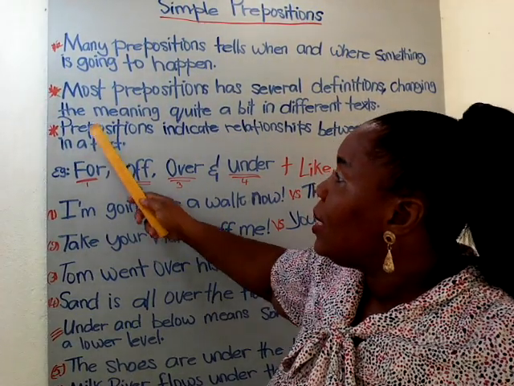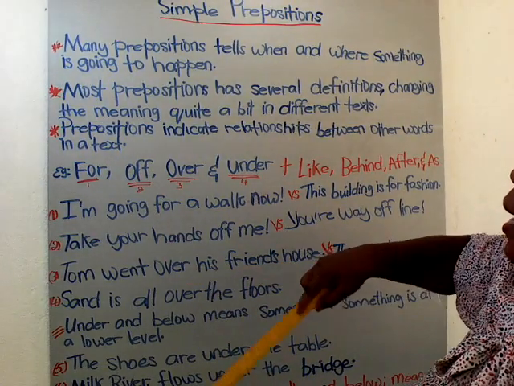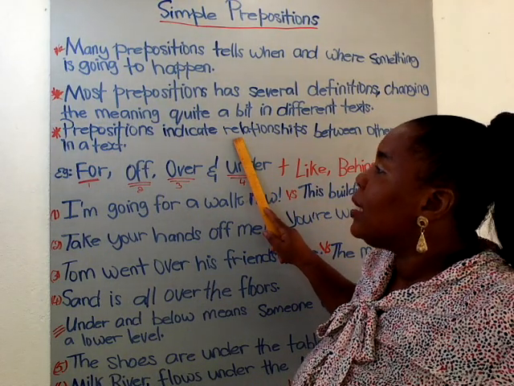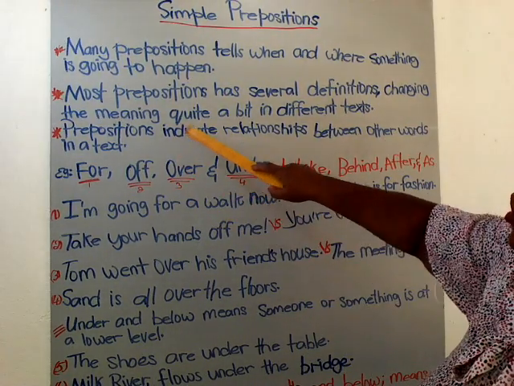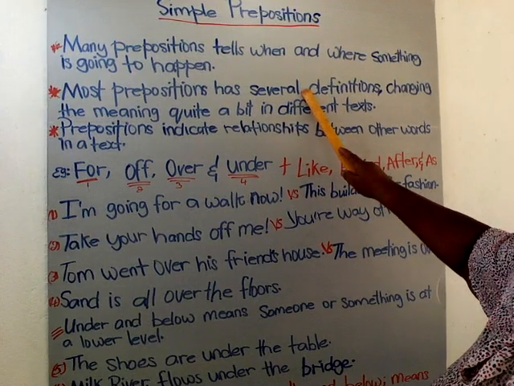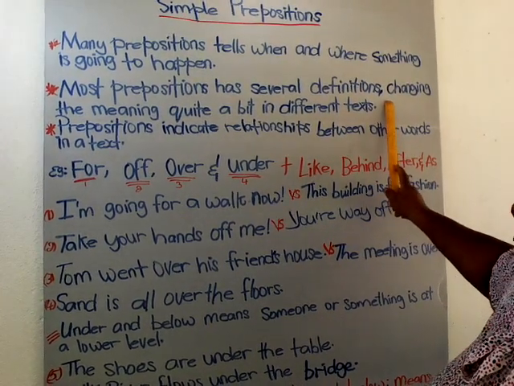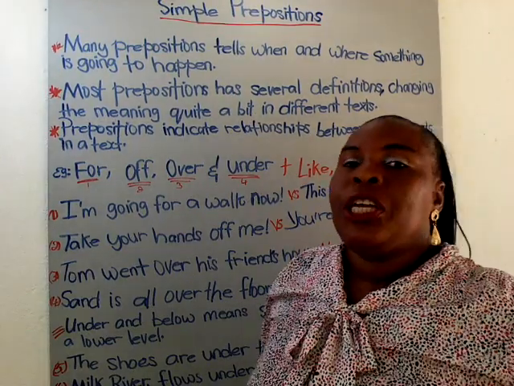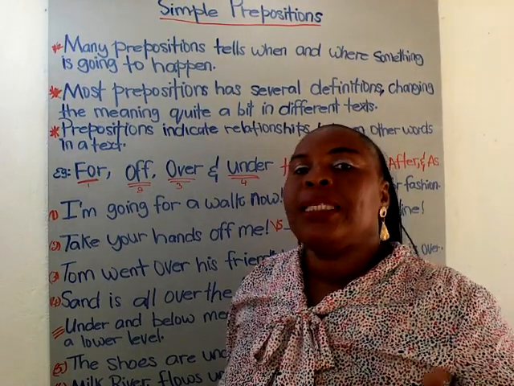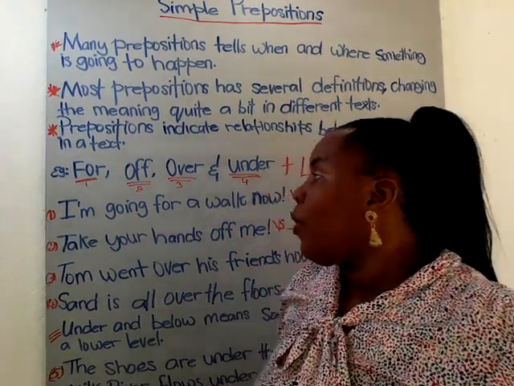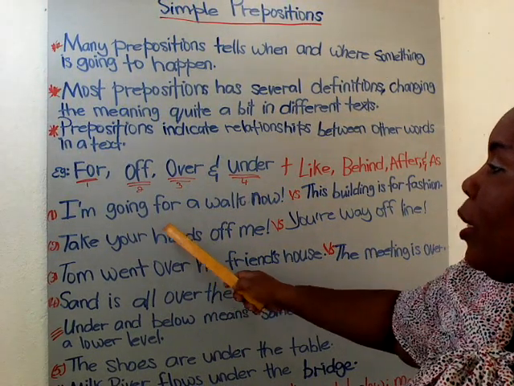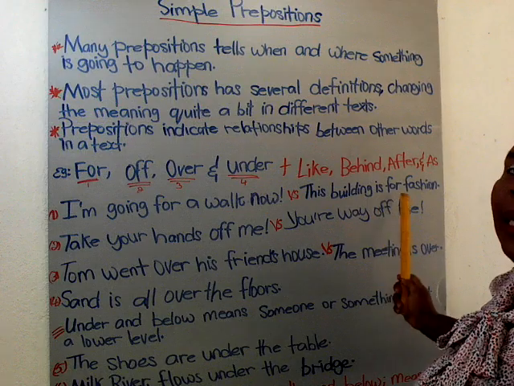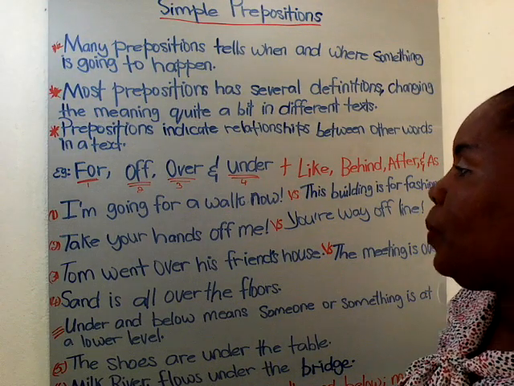So as the sentence or the characteristic states, most prepositions have several definitions, changing the meaning quite a bit in different texts. Alright? So you see it changes right here: for a walk versus for fashion. The building is for fashion.